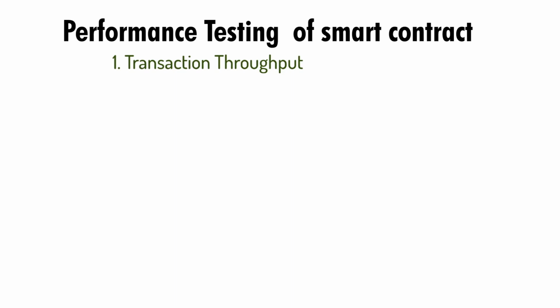Measure the number of transactions the contract can handle per second and verify whether it meets the expected throughput requirements or not. Gas usage and efficiency. Test the contract's gas consumption during the transaction execution and measure the gas cost for different operations.